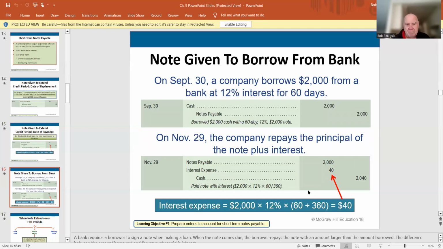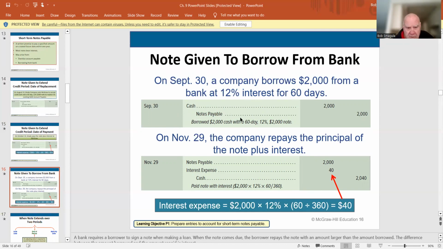Note given to borrow from bank. A company borrowed $2,000 from a bank. And the deal is 2,000, 60 days, 12%. You don't worry about the interest expense until it's due. At this point, it's just the liability. So on September 30, you debit cash for 2,000, credit notes payable. You set that liability up.